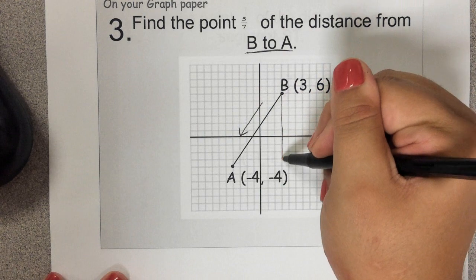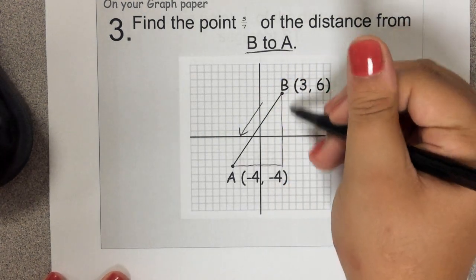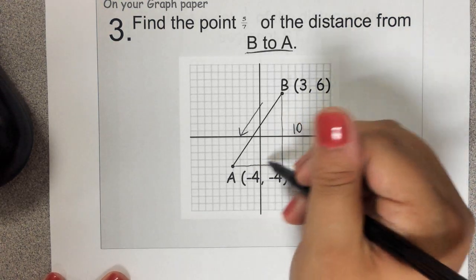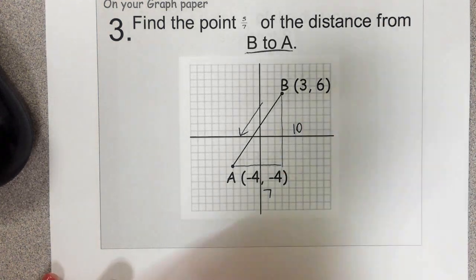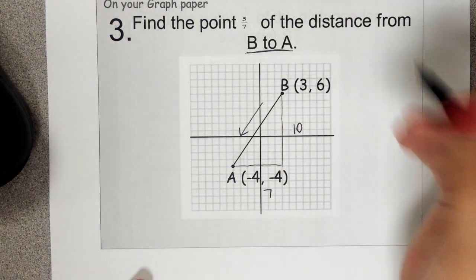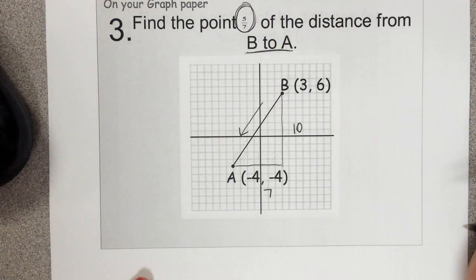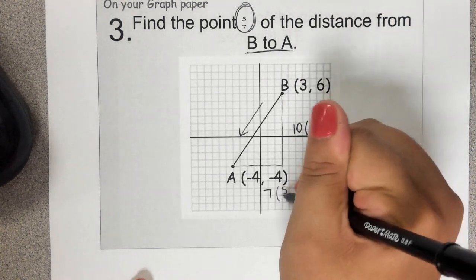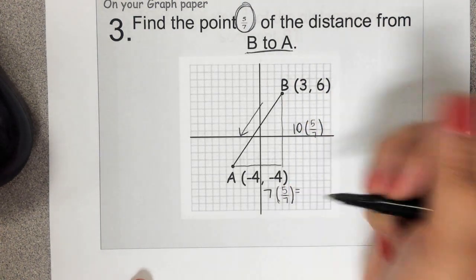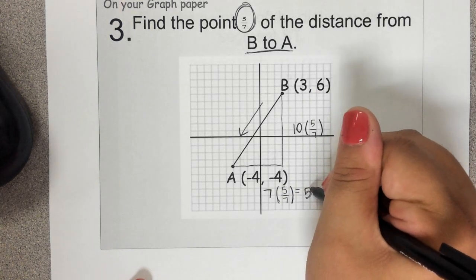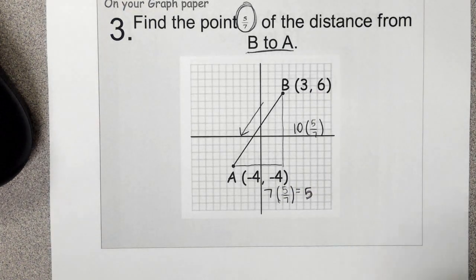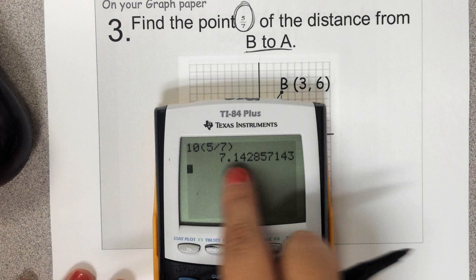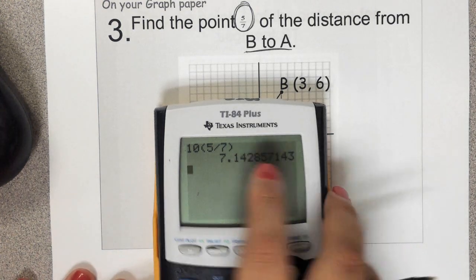So I'm still going to do my rise and my run. My rise is going to be 10. And my run is going to be 7. All right, and I want to go 5/7 of the distance. So I'm going to multiply them both by 5/7. And when I do that, this just ends up being 5. So it's nice and pretty. But in the calculator, when I do 10 times 5/7, I get this ugly number. So I'm just going to leave it 7.14.